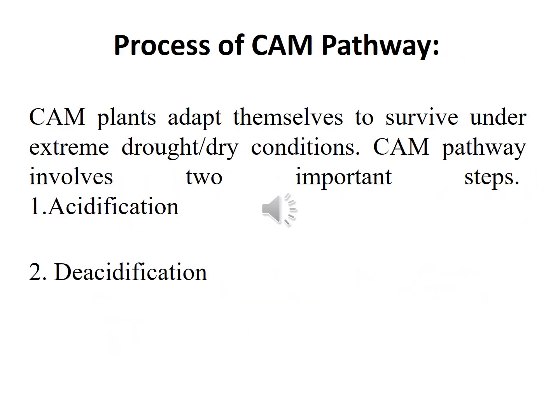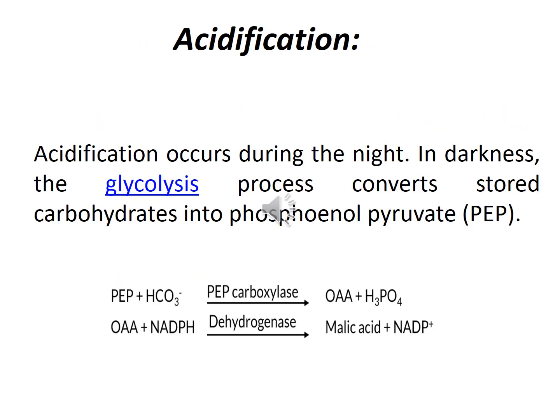Process of CAM pathway. CAM plants adapt themselves to survive under extreme drought or dry conditions. CAM pathway involves two important steps. First one acidification and second one deacidification. Acidification occurs during the night.